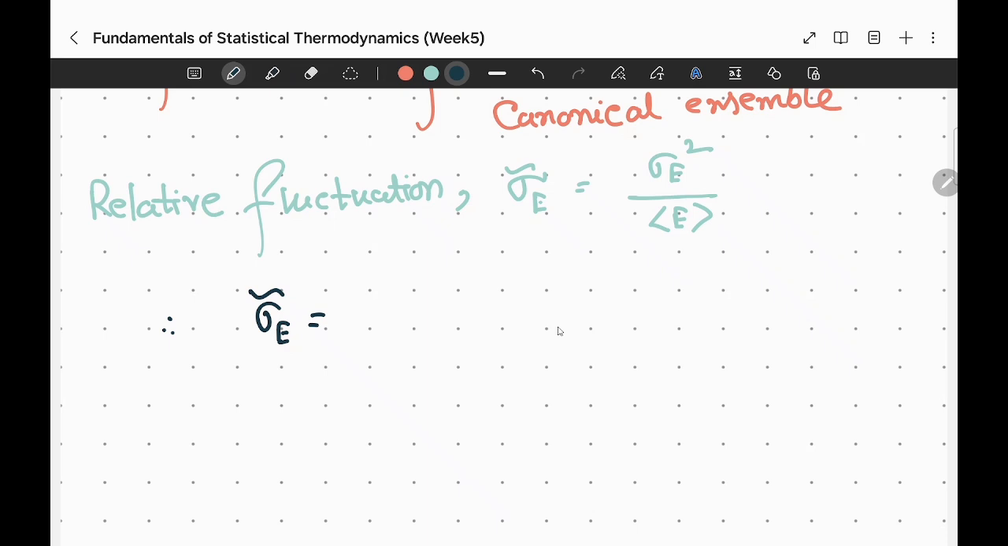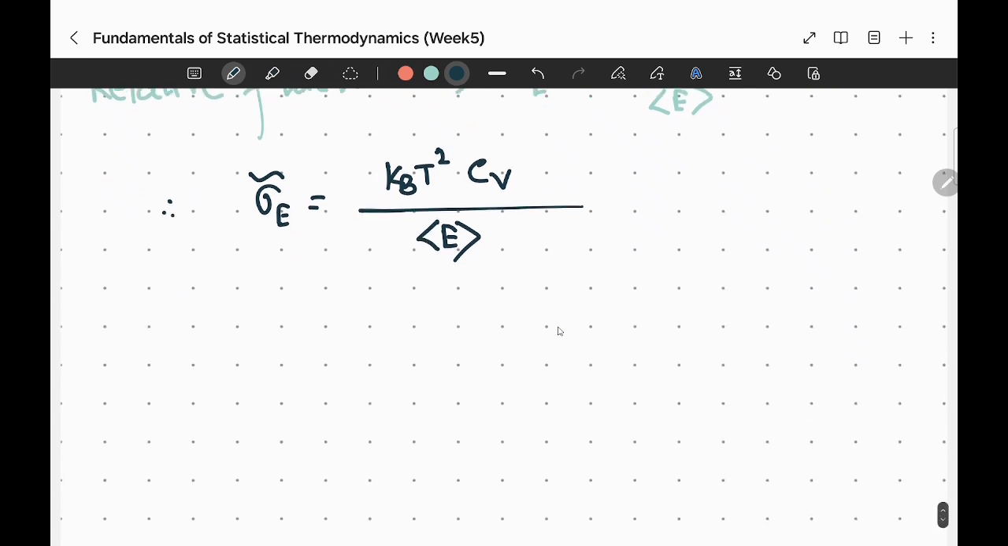So it will be kB T squared Cv, and the E average is... what is kB T squared? kB T squared dlnQ/dT. So let me write it, d ln Q by dT, E average. Now how can we calculate it?